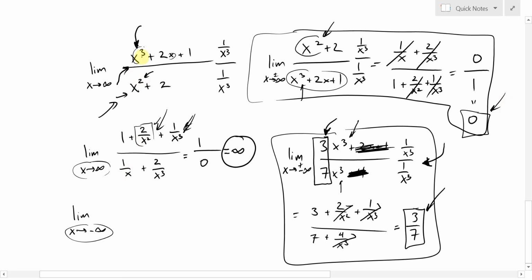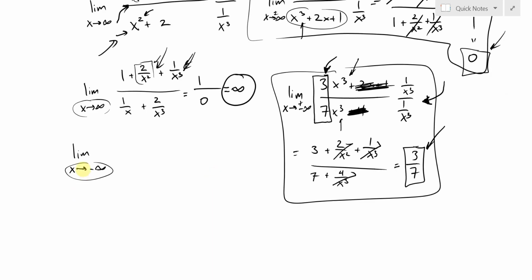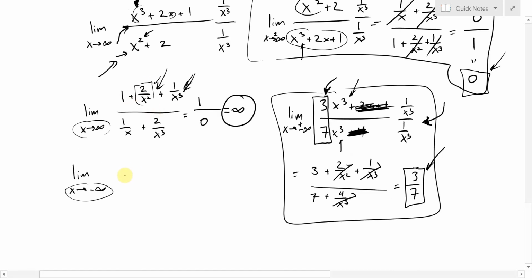But if the numerator has higher order than the denominator, then it could go either way. So for example, if we take the limit as x goes to negative infinity, and we'll use the same simplified algebraic version of it, 2 over x squared plus 1 over x cubed. Remember, that was just an algebraic rewriting of the original problem. You plug in negative infinity again, and it's going to be 1 divided by 0, but that could be either positive or negative infinity. So let's think about whether this is going to take on positive or negative values.